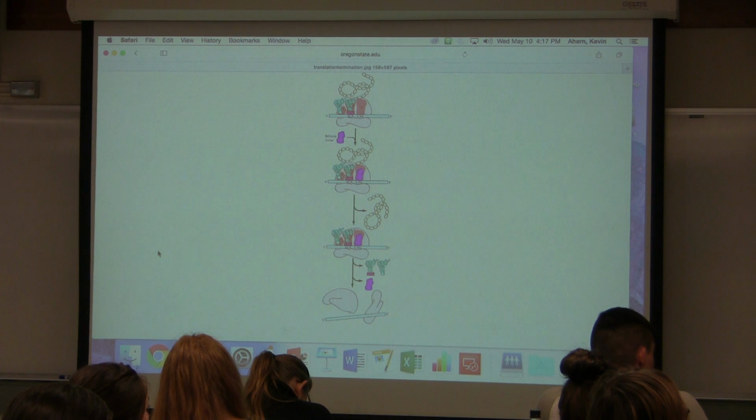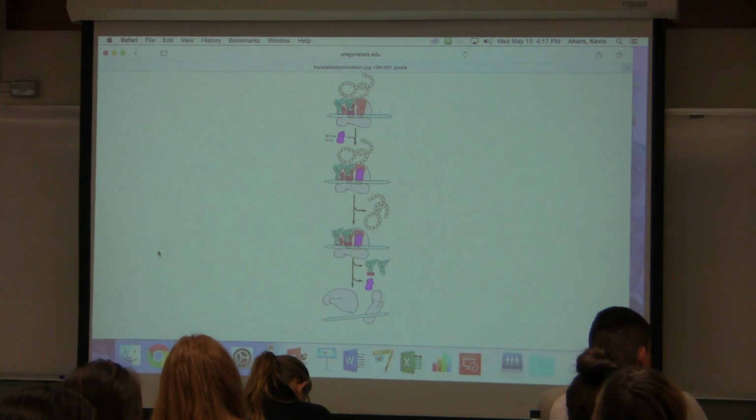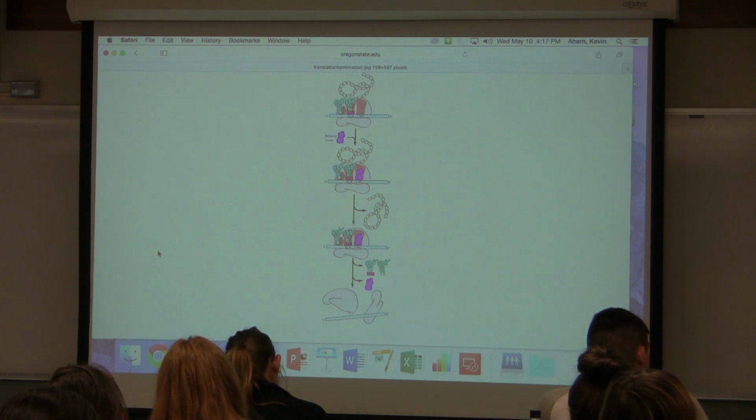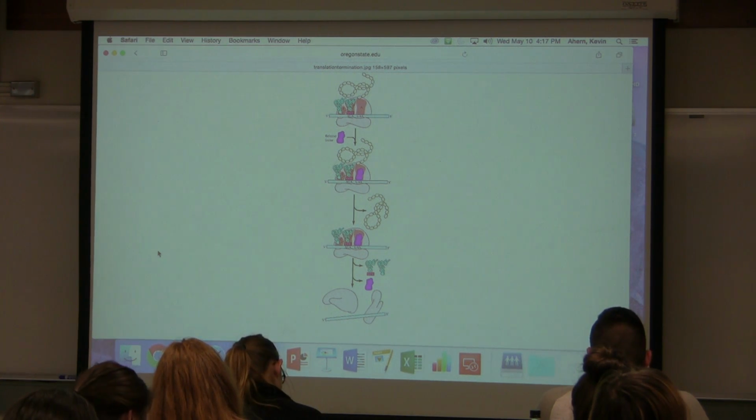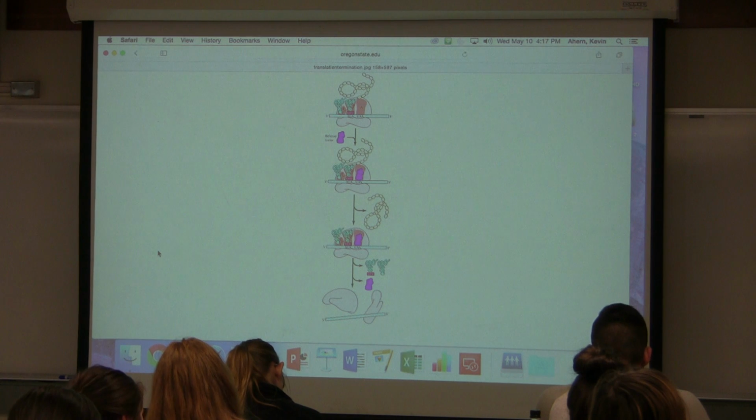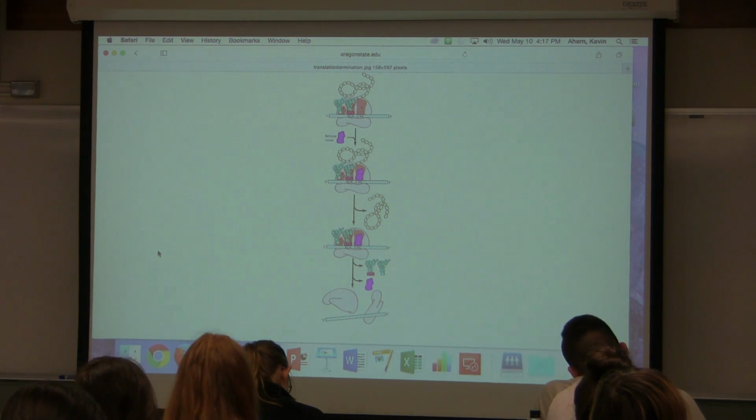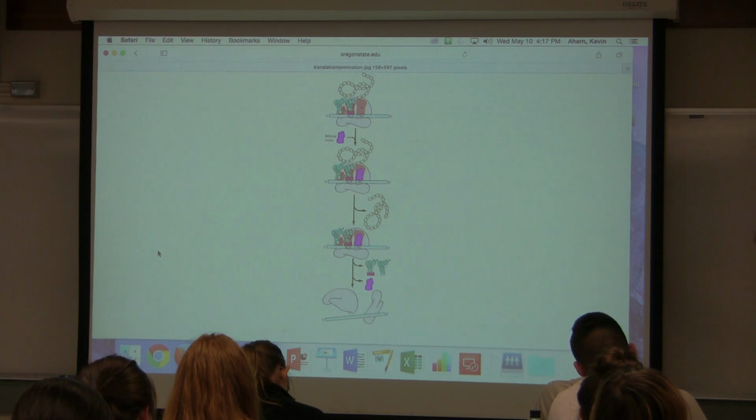Yes, Amy? What happens to the water after the fact? Well, the water actually joins the bond. So it's a hydrolysis reaction. So part of the hydrogen part goes to one side, the hydroxyl part goes to the other side. So it becomes a part of the tRNA and a part of the protein.